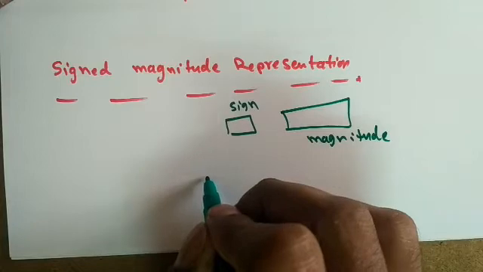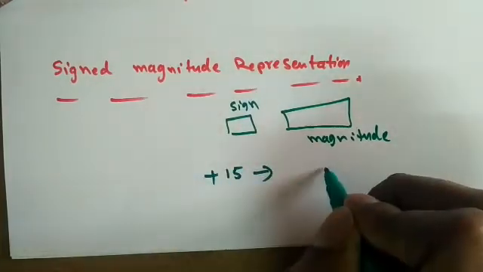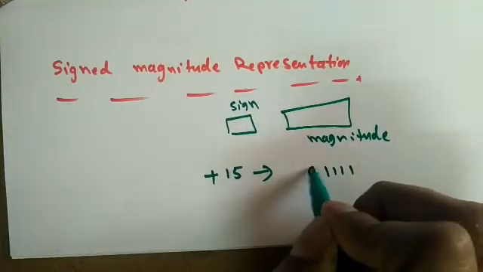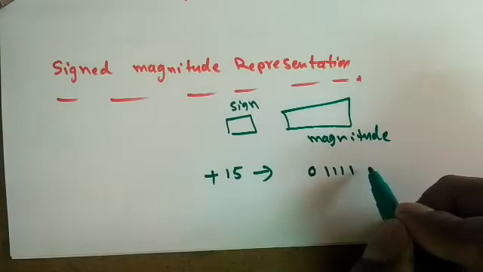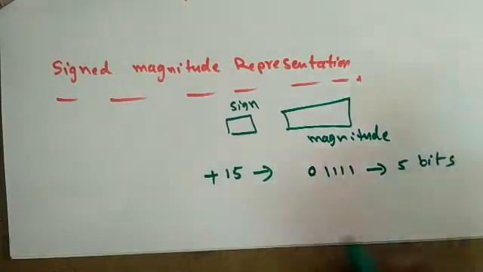Suppose I want to represent plus 15. We can represent 15 with 4 bits, that is 1 1 1 1, and plus is represented by 1 bit, that is 0. So to represent plus 15 we require 5 bits, right? So that is the one.